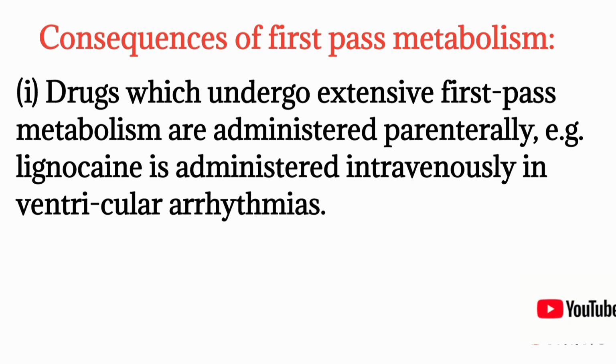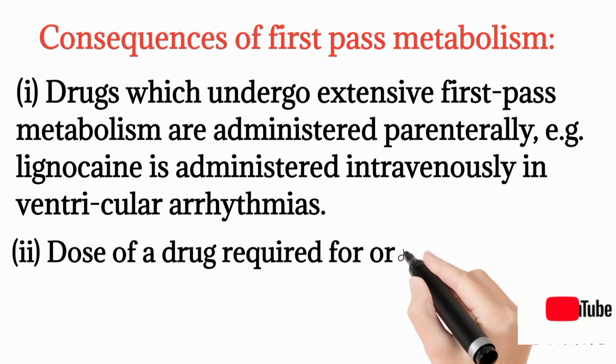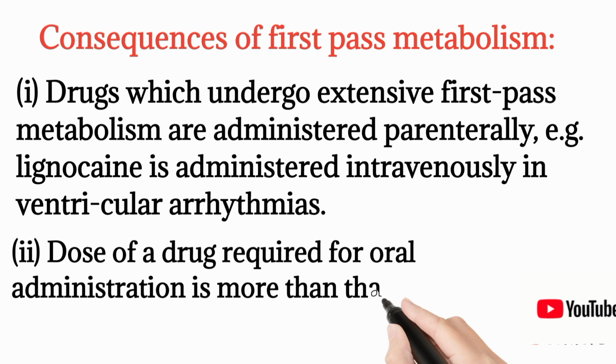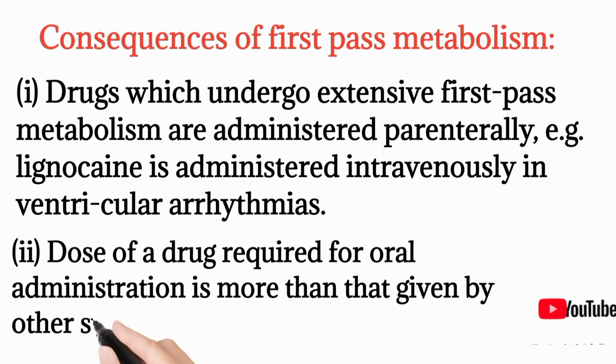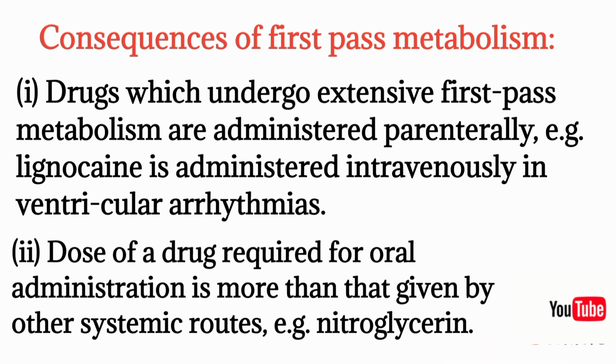Another consequence is that the dose of drug required for the oral route should be increased. You can increase the dose of drug from the oral route to achieve effective blood concentration or increase bioavailability. For example, nitroglycerin, if taken by mouth, as sublingual nitroglycerin usually placed beneath the tongue, the dose should be high in the oral route because of the first pass metabolism.